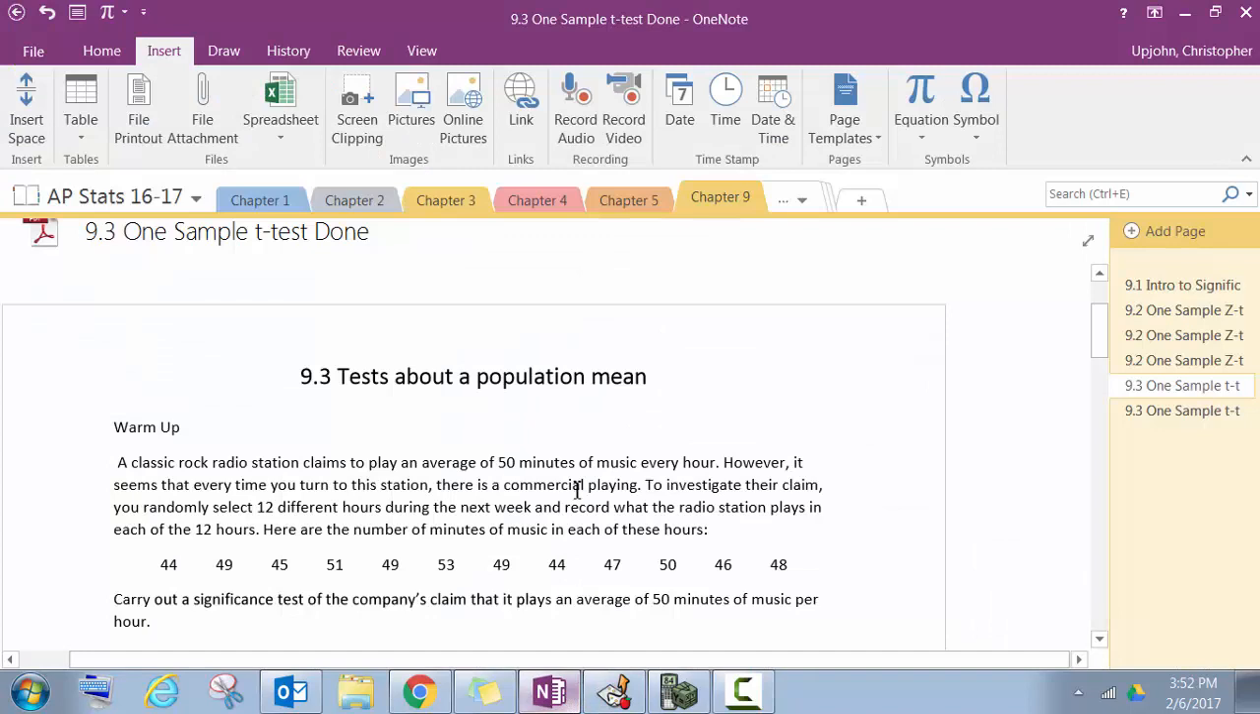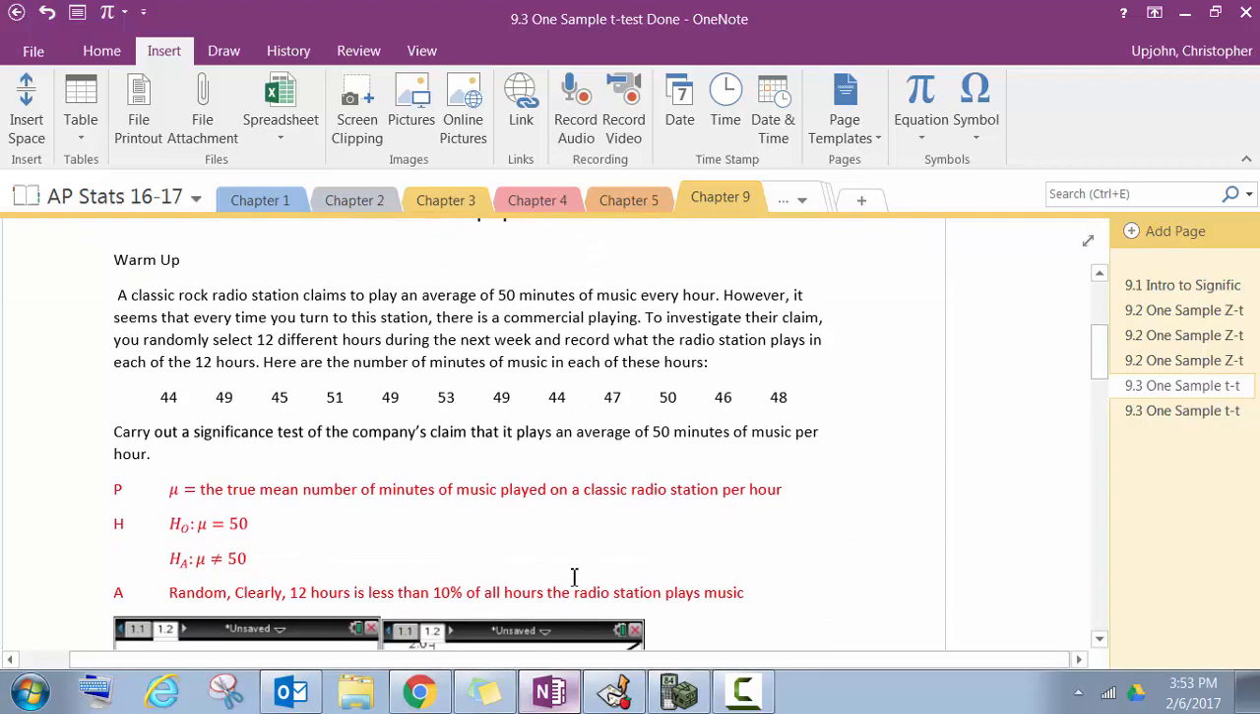Then we start our PHANTOM. Notice there is no alpha given, so we're going to use alpha of 0.05. We'll get to that later. So P, the parameter, is mu, because we're talking about mean, is the true mean number of minutes of music played on a classic rock radio station per hour. It's very specific, but that's what it has to be.